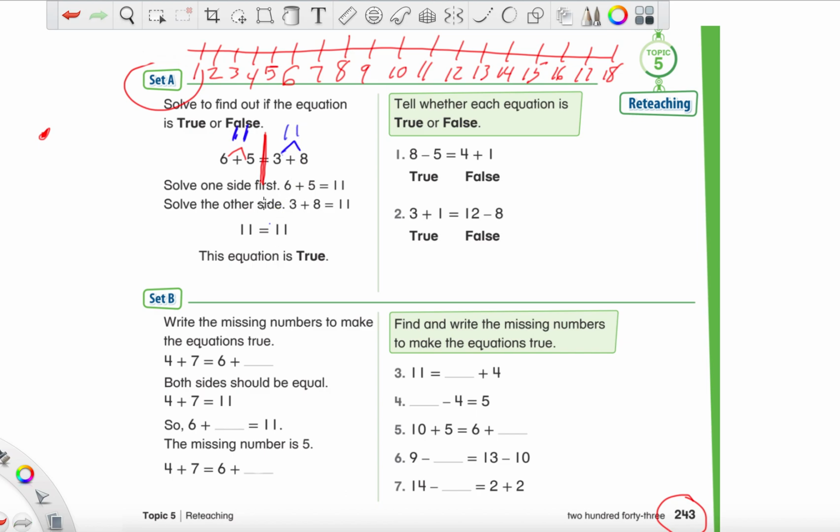So now we know that 6 plus 5 equals 11, and 3 plus 8 equals 11. We have the same on each side. So that means that this is true. Which is awesome. That's what we really, really want. We always want our number sentences to be true. And we get kind of sad if they're false.